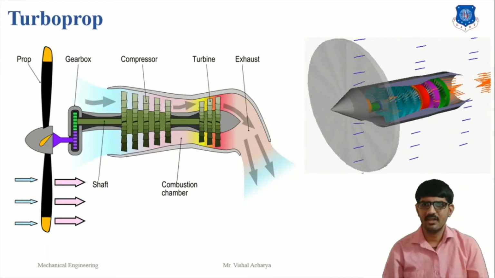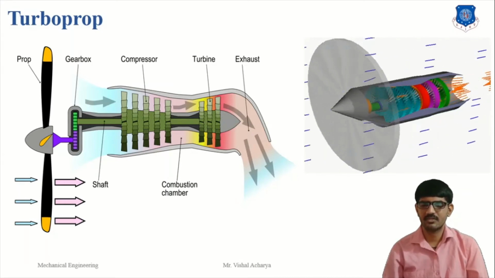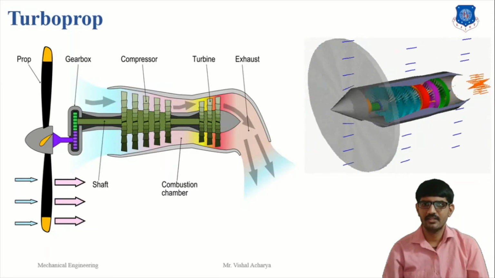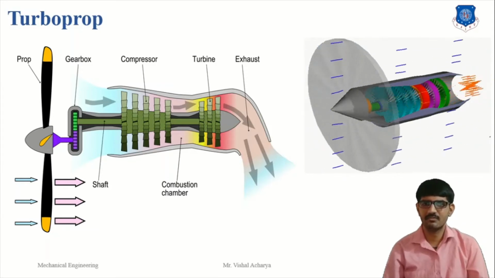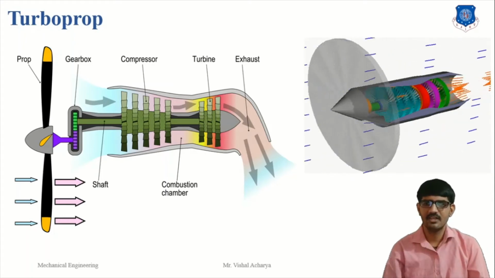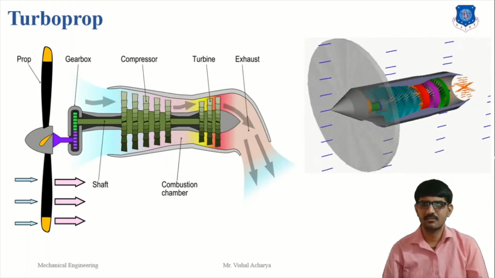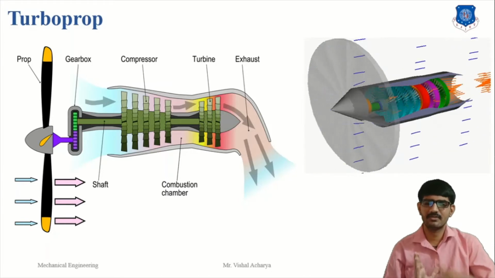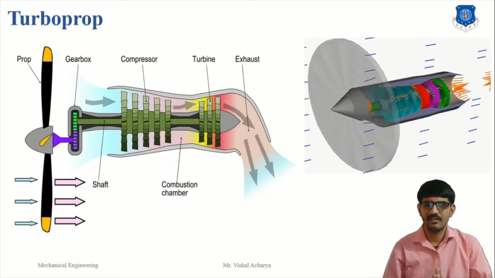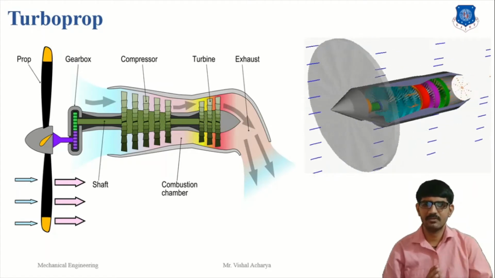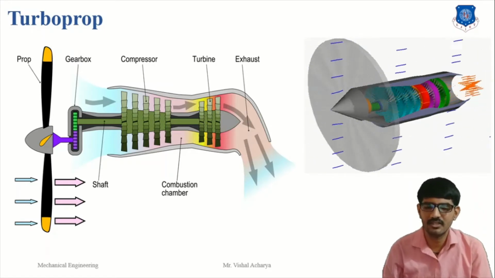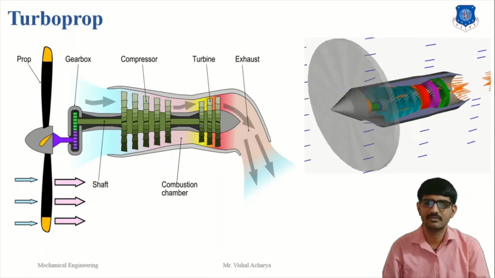The power developed by the turboprop remains almost the same at high altitude and high speed as that under sea level and takeoff conditions, because as the speed increases the ram effect also increases. The specific fuel consumption increases with an increase in speed and altitude. The thrust developed is very high at takeoff and reduces as the speed increases.